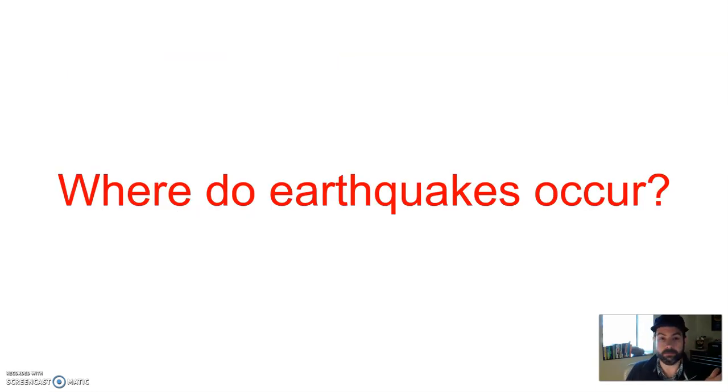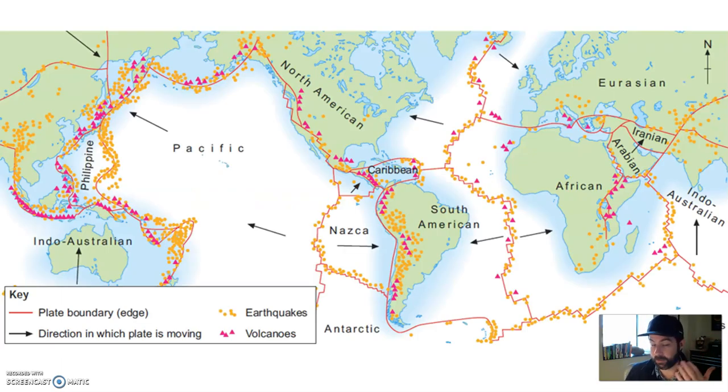So where do earthquakes occur? If you remember a little bit from last unit, the place that they most often occur is at or around plate boundaries. Not always, but at or around plate boundaries. The pink lines are plate boundaries. This map is actually a little off, but in general, you can see that the yellow or orange dots indicate earthquakes, and most major earthquakes that you see are at or near a plate boundary.